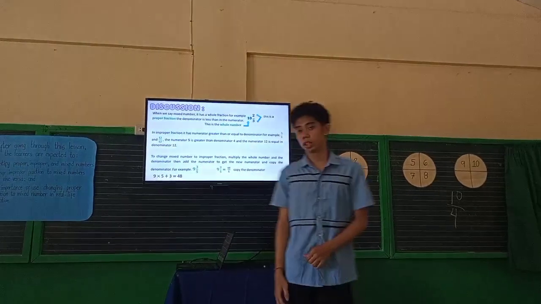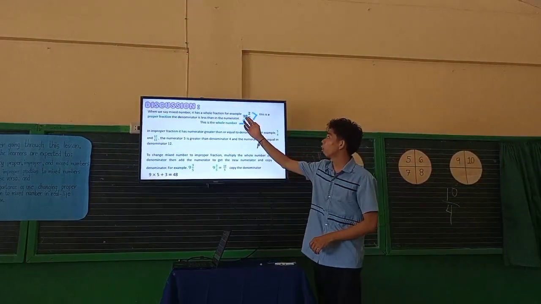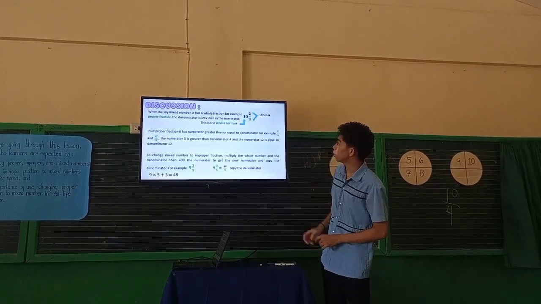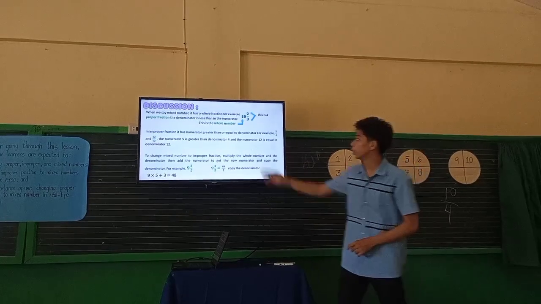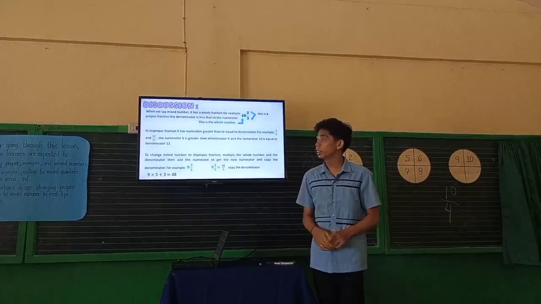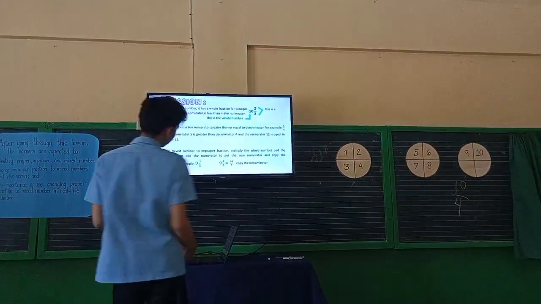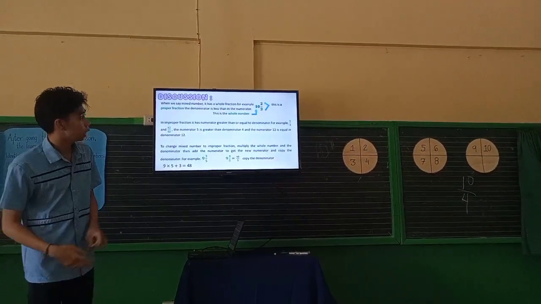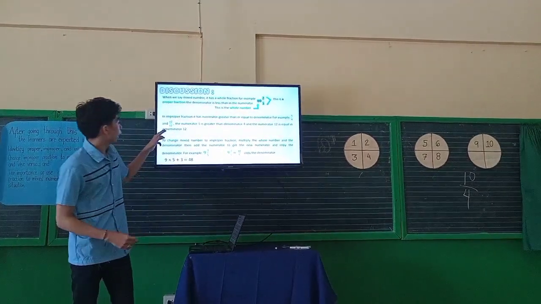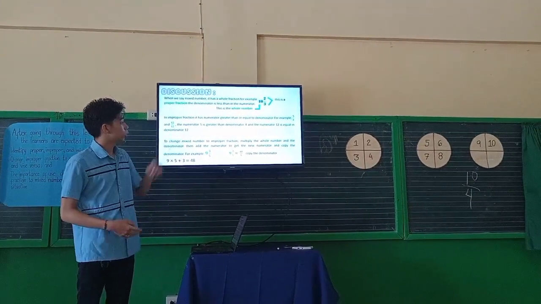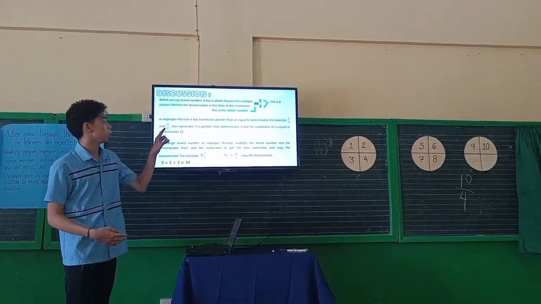When we say mixed number, it has a whole number, for example, 10 and 2 thirds. The whole number here is 10. An improper fraction has a numerator greater than or equal to the denominator. For example, 5 over 4 and 12 over 12. The numerator 5 is greater than the denominator 4, and the numerator 12 is equal to the denominator 12.